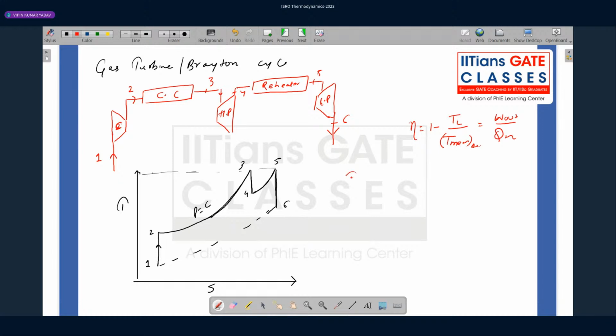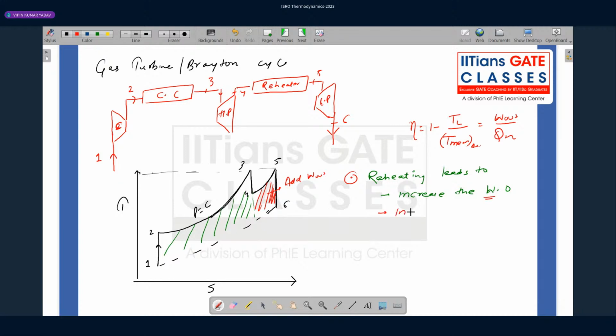Now what will this reheating do? Reheating, or the reheater, leads to, first of all, an increase in the work output. How? You see, normally, if the reheater is not there, then this is your work output. But because of reheating, this additional work output is added. So it is because of reheating that it increases the work output.